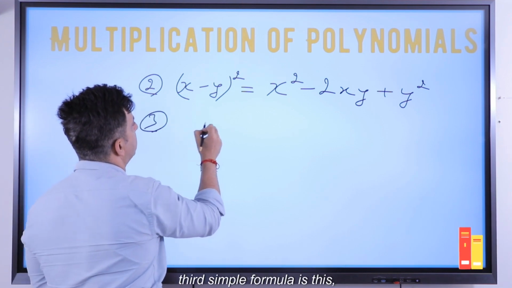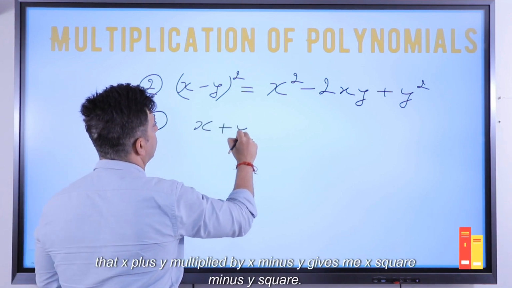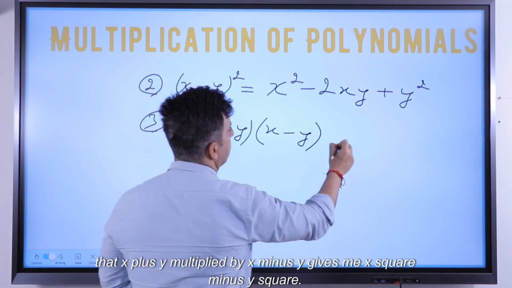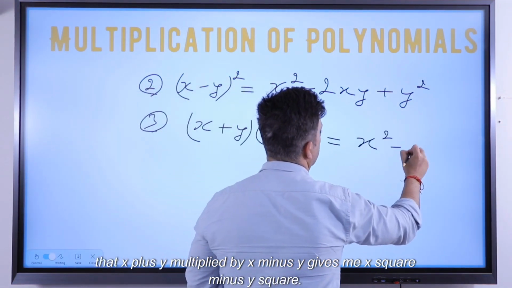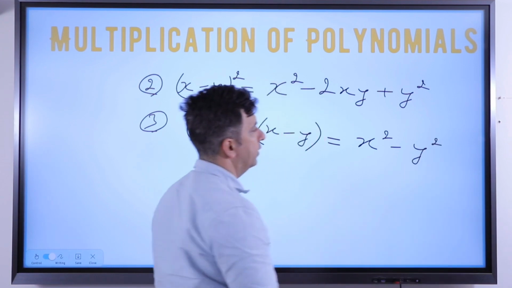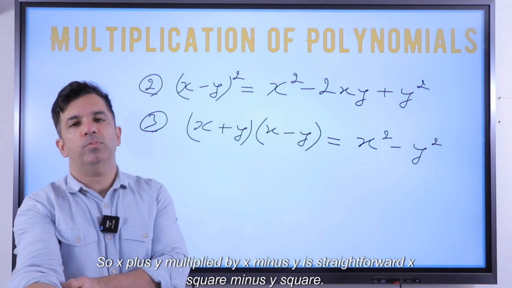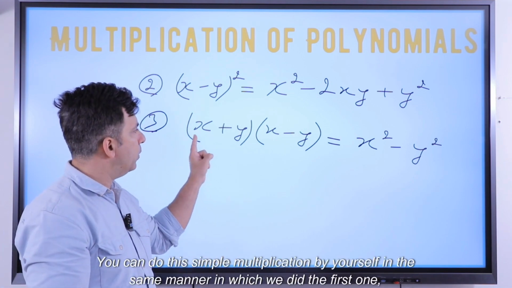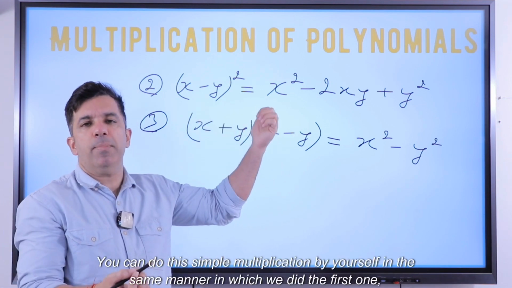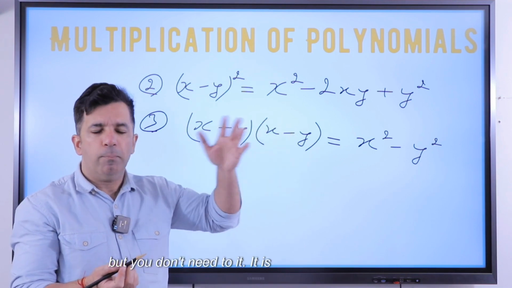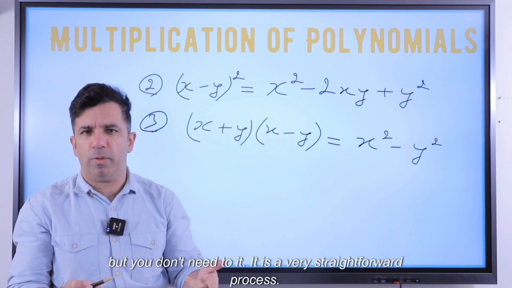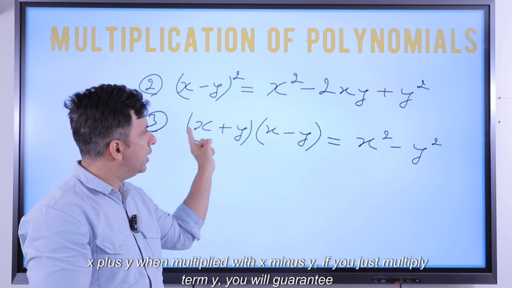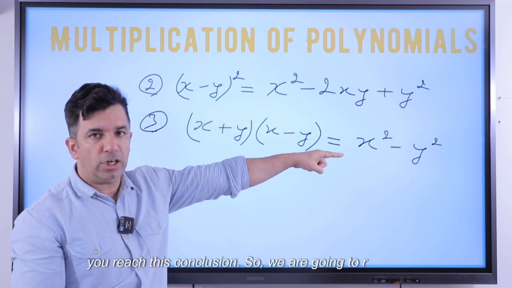The third simple formula is that x plus y multiplied by x minus y gives me x square minus y square. So x plus y multiplied by x minus y is straightforward x square minus y square. You can do the simple multiplication by yourself in the same manner in which we did the first one, but you don't need to. It is a very straightforward process. If you just multiply x plus y with x minus y term wise, you'll directly reach this conclusion.